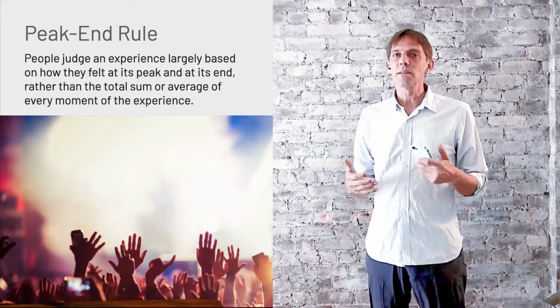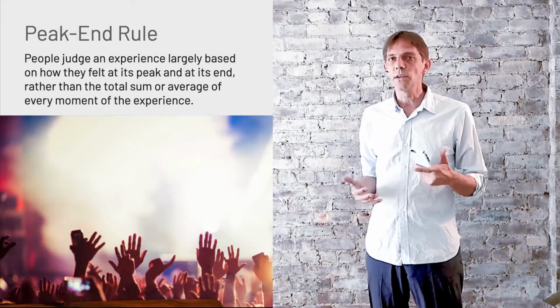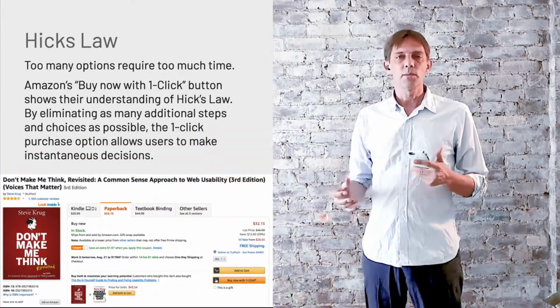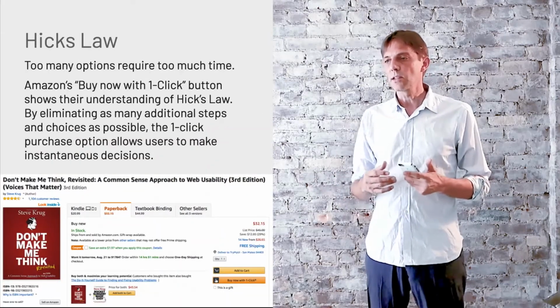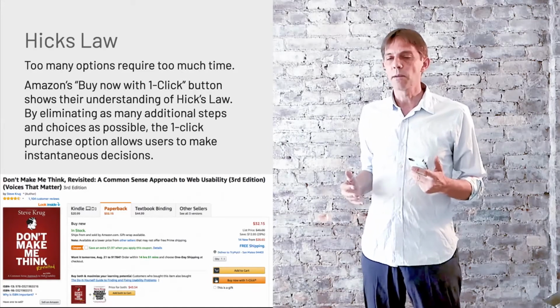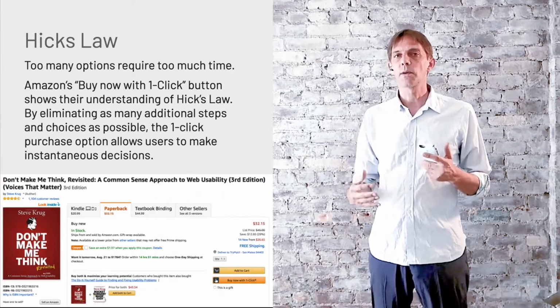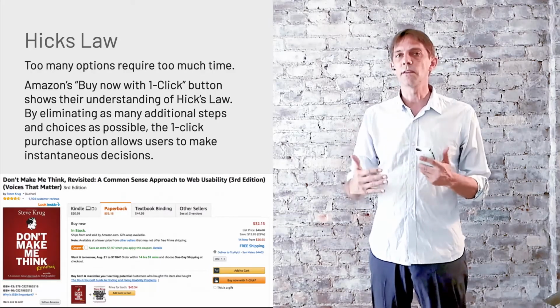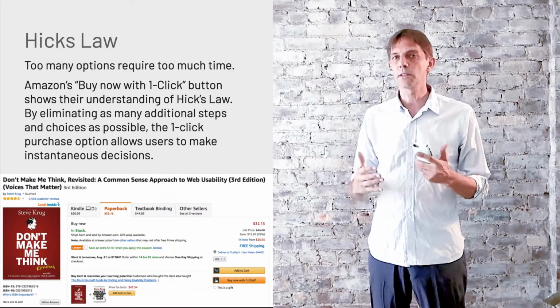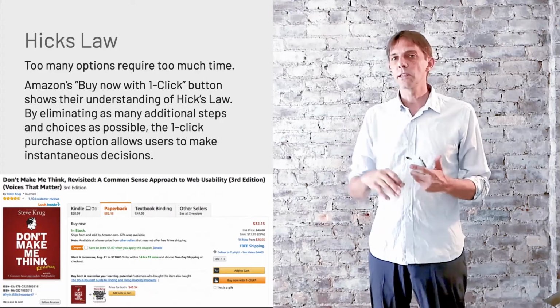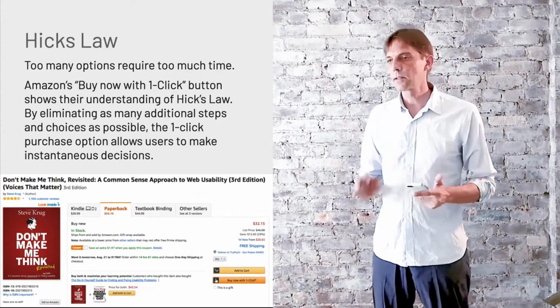We remember the last thing of a show. So if that's the bang, then that's what we remember. Too many options will confuse you. That's called Hick's Law. So if you can eliminate some of the steps in between and make it easier for someone to purchase your product, for example, they already have all their contact information in their profile or their payment options, and they have a one-click purchasing option, that will make it so easy they're much more likely to buy your product.